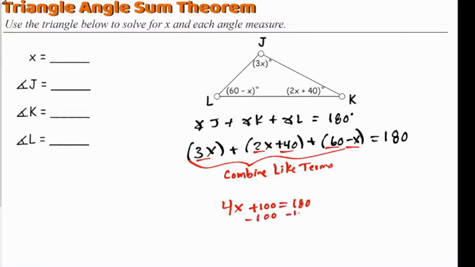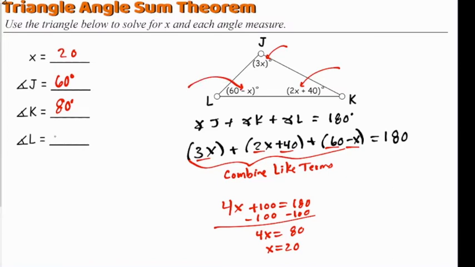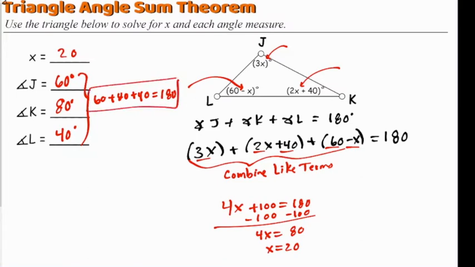Subtract the 100 from both sides, and we have 4x is equal to 80. Divide both sides by 4, and we find that x is 20. Once we have that x is 20, we can plug that 20 into x for each angle, and we'll find that J is 60 degrees. K is 2 times 20, which is 40, plus another 40 gives us 80 degrees. And L is 60 minus 20, which is 40 degrees. And we see that 60 plus 80 plus 40 equals 180, just to verify that our numbers add up to what they should.